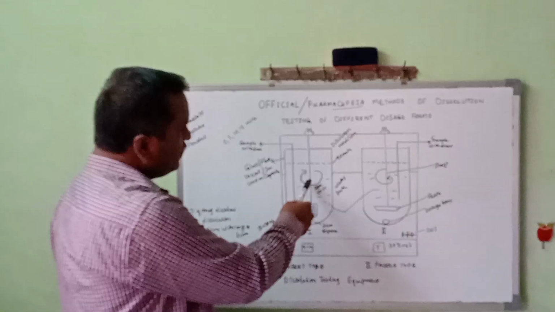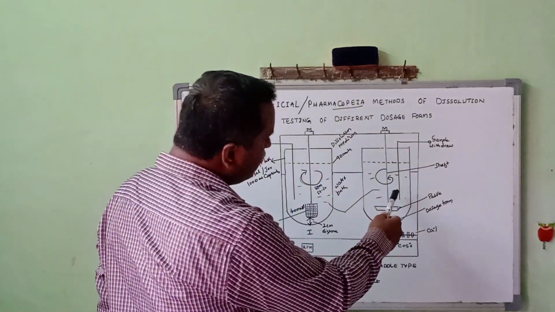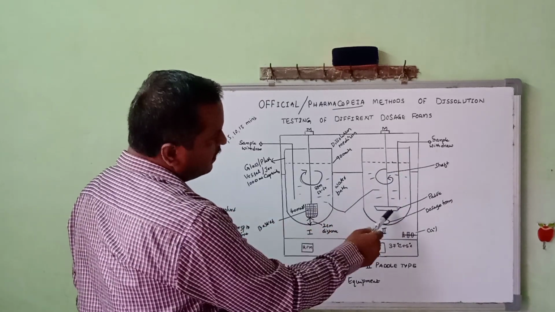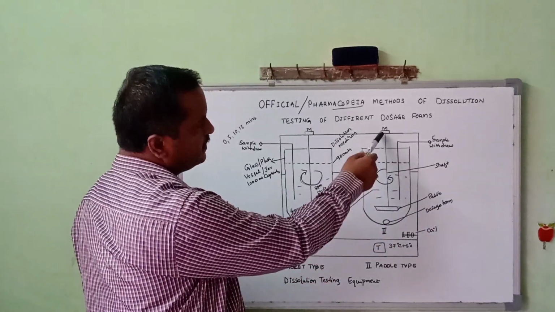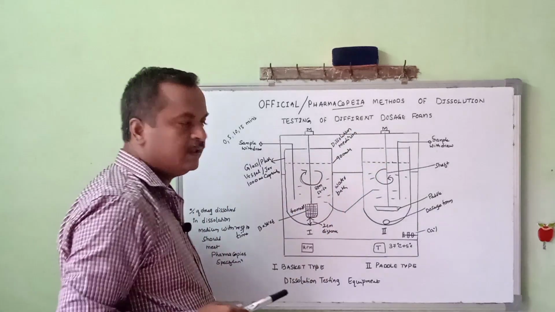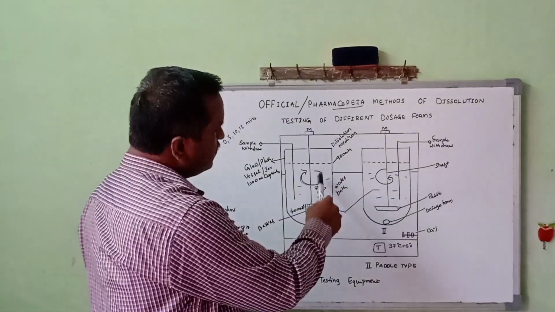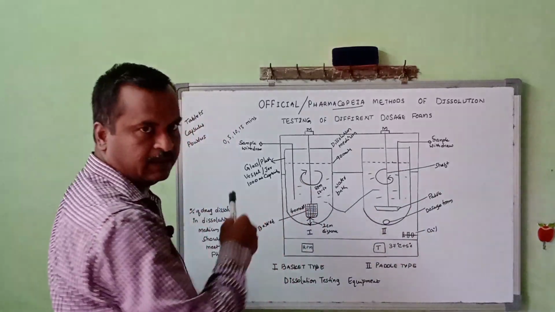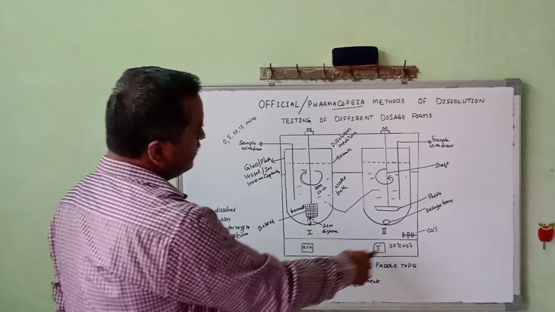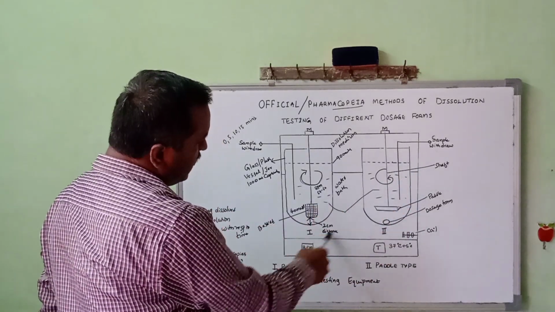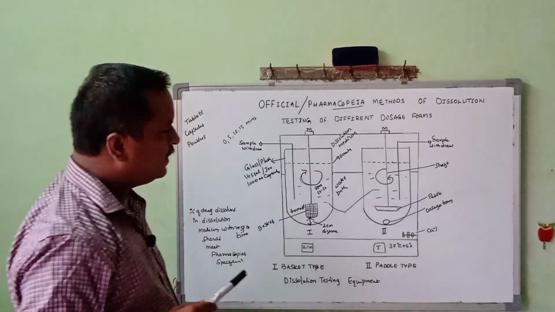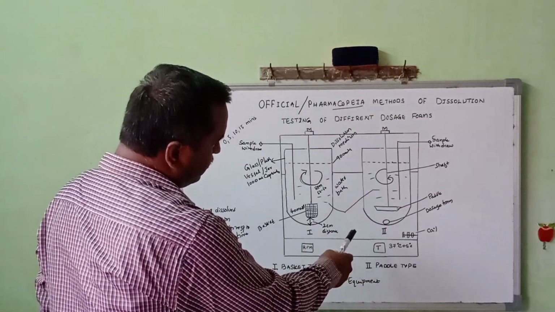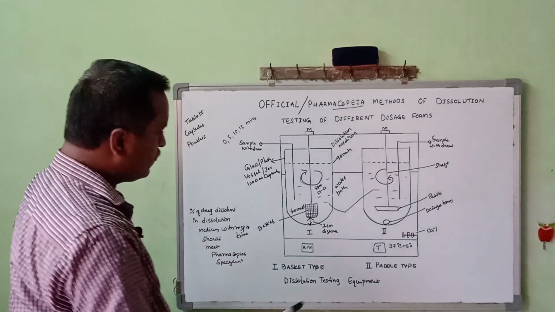Similarly, the paddle type also contains the jar. Instead of the basket, a paddle is present. Similarly, the shaft is connected to the motor, and the jars are immersed in the water bath of the apparatus. This bath is maintained at 37 degrees Celsius plus or minus, so that you can conduct the experiment for the in vitro study.